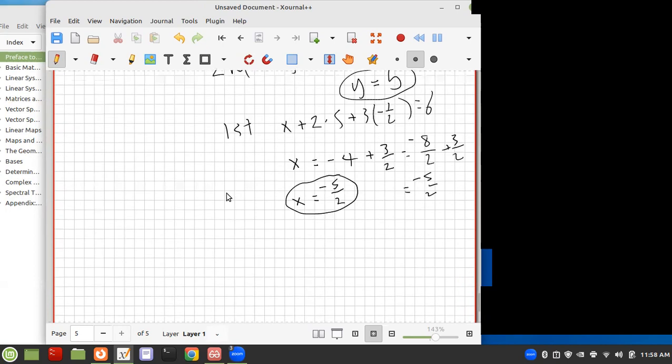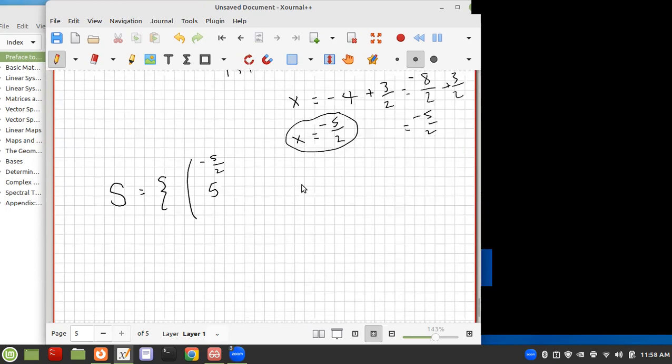Okay, so how do we package the solution? Well, we would write the solution. There's only going to be one solution, and we package the solution by writing S equals -5/2, 5, and -1/2. So we've written the solution set as a set of vectors.